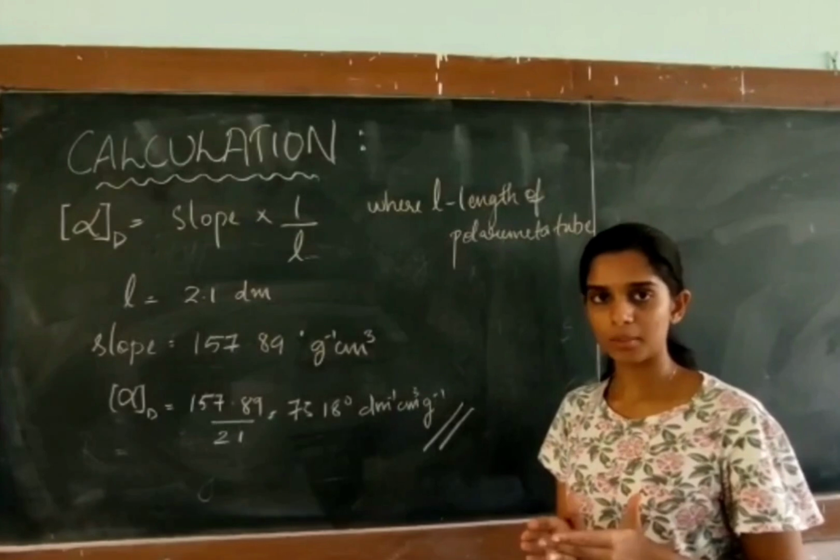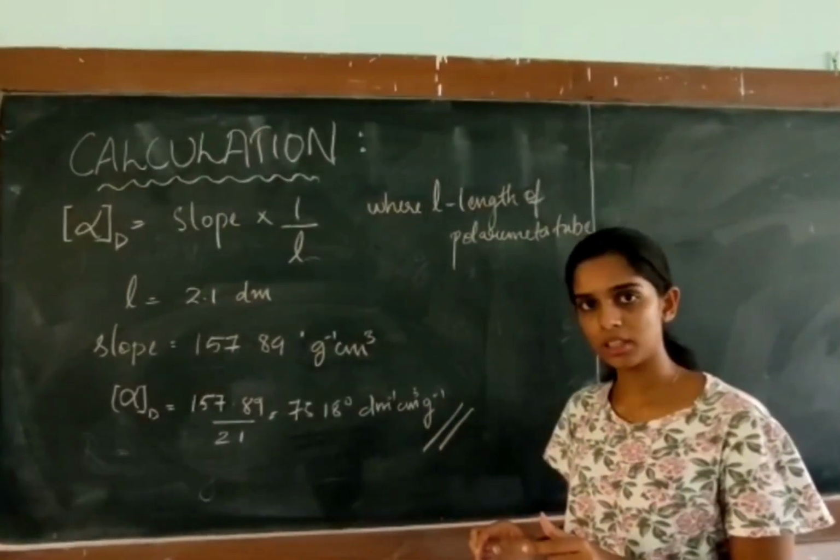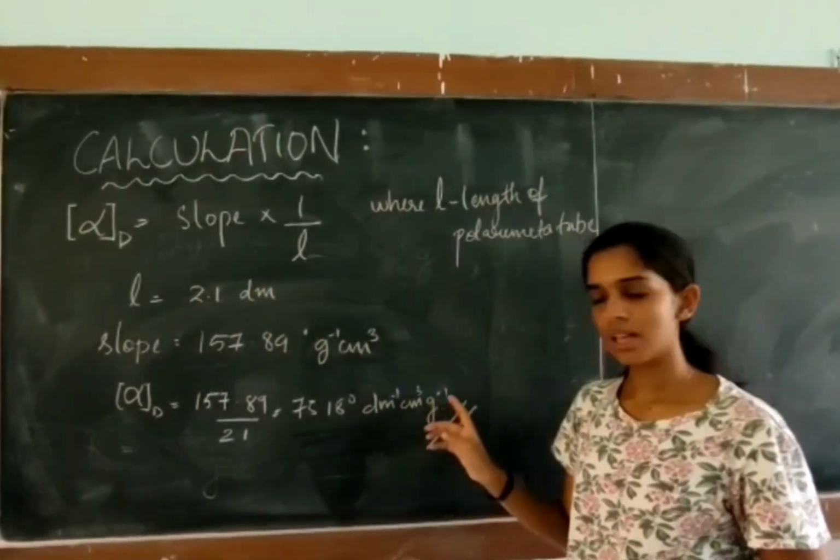So now coming to the result part, we have found out the specific rotation of sugar solution by using the polarimeter. From the calculation we have got 75.18 degree decimeter inverse centimeter cube gram inverse.